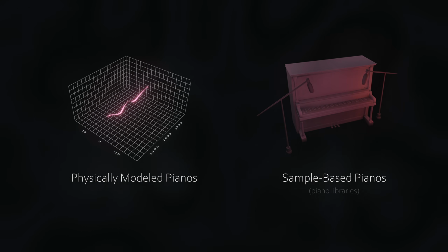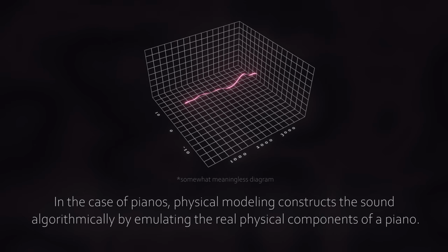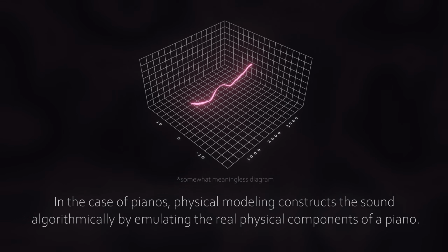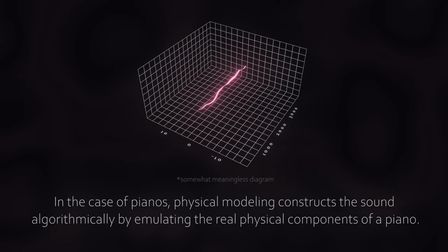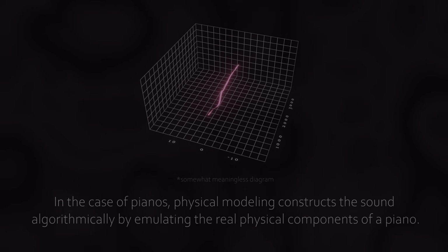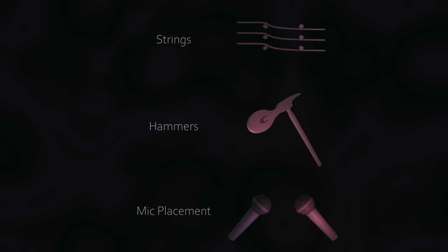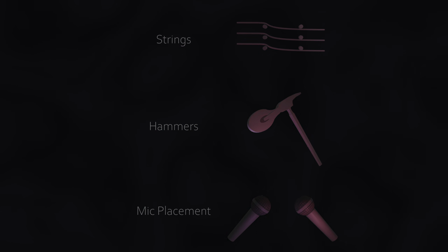Generally, when you're looking for digital pianos, you'll be greeted with two main kinds. There are physically modeled pianos and sample-based pianos, otherwise known as piano libraries. To briefly summarize the two, physically modeled pianos construct the piano algorithmically. This is to say that they are mathematical descriptions of real pianos and emulate the physical components that produce the sound. Some of these components include the strings, hammers, microphone placements, and more. Of course, physical modeling synthesis goes beyond just piano to musical instruments and effects of all kinds.